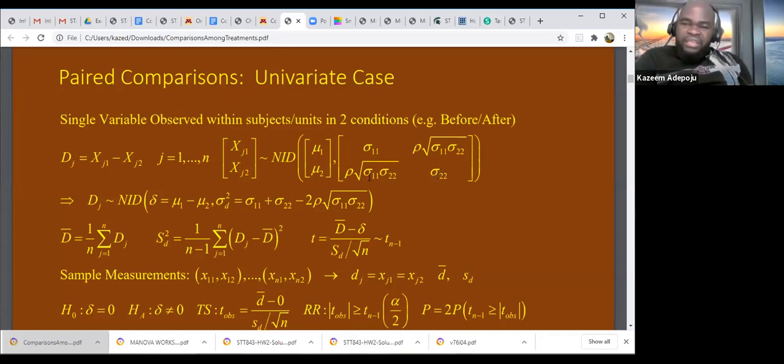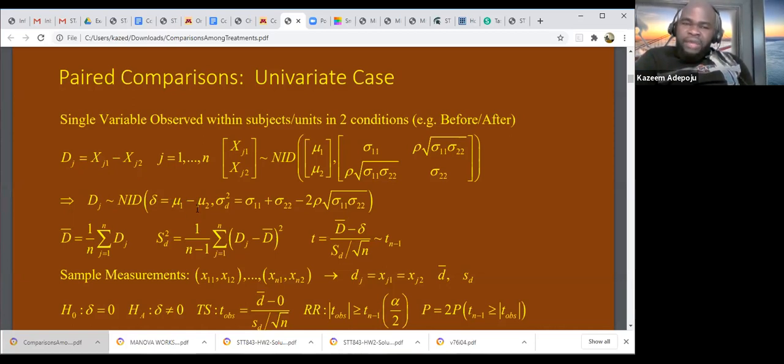And what I have here is going to be the variance-covariance. Okay? So I think you can see that right now. That implies that D_j is normally distributed with mean theta equal to mu1 minus mu2, because what we're doing right here is looking at the difference between the variable before and after.